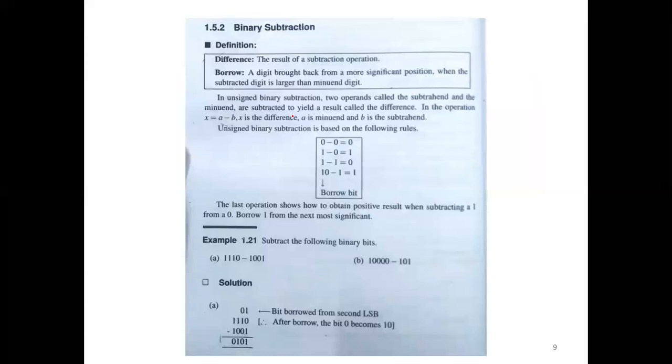Next, binary subtraction. Here we have two outputs, difference and borrow. The result of the subtraction operation is called the difference. Borrow is the digit brought from the most significant position when the subtrahend digit is larger than the minuend digit. So 0 minus 0 is 0, 1 minus 0 is 1, 1 minus 1 is 0, and 1 0 minus 1 involves a borrow bit.